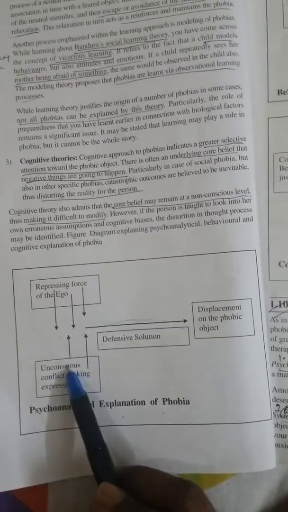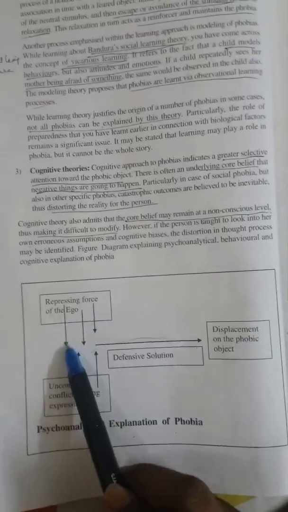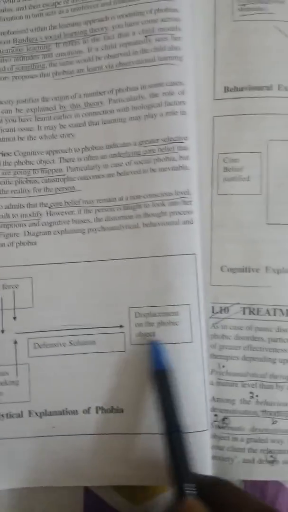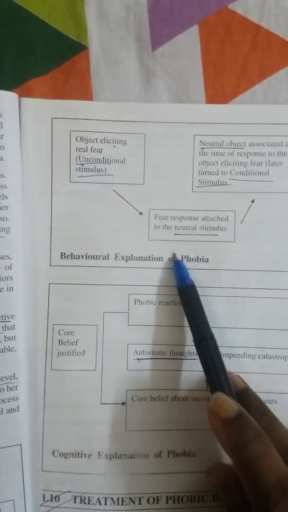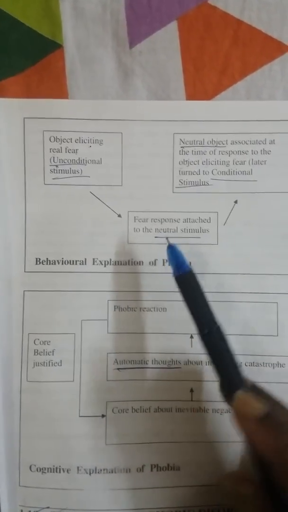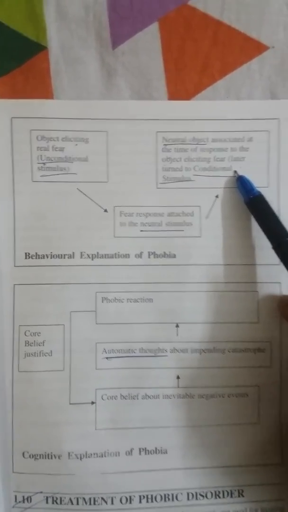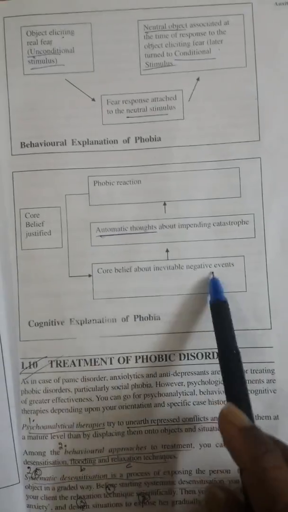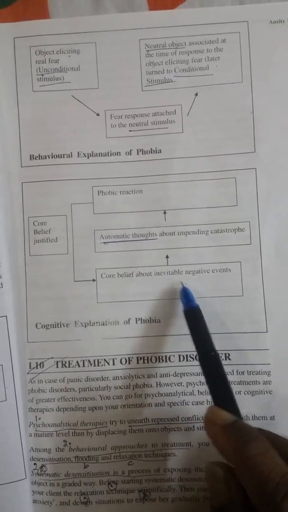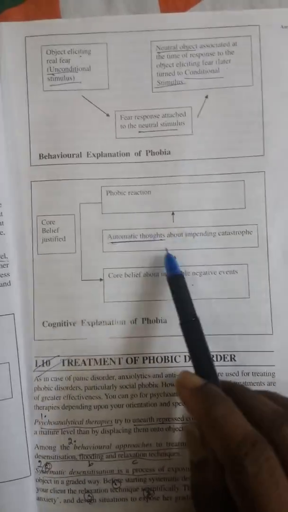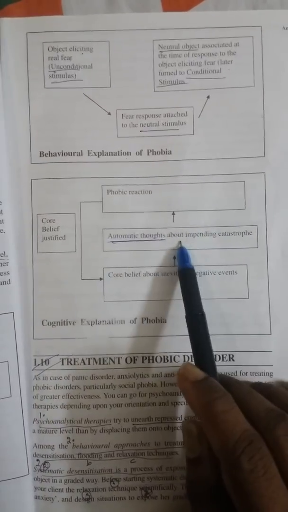Anyways, psychoanalytical theory says there is unconscious conflict and a repressed ego. It's a defense solution and it comes out as displaced phobia. Behavioral: there's an unconditioned stimulus, a neutral stimulus, and the neutral stimulus now becomes the conditioned stimulus. Cognition: there's an underlying belief that something negative will happen. So the automatic thought is that something negative is going to happen, and then the phobic reaction.